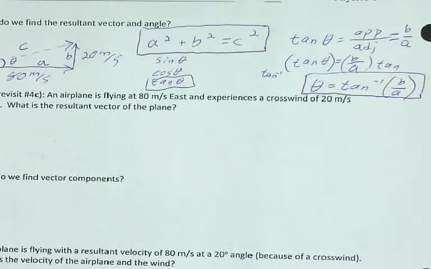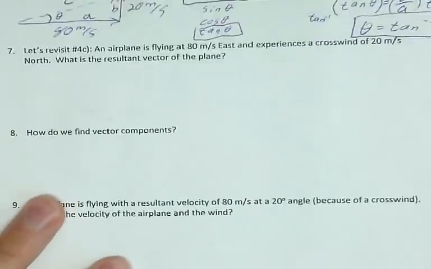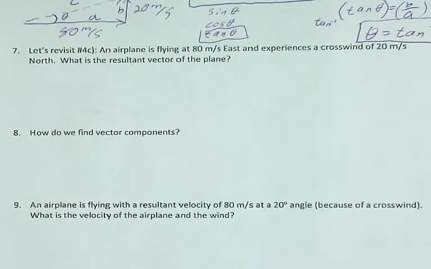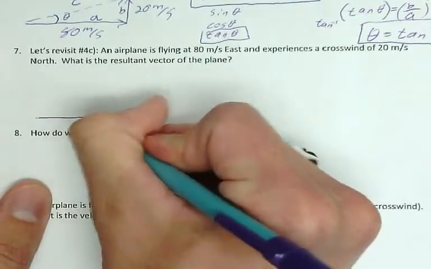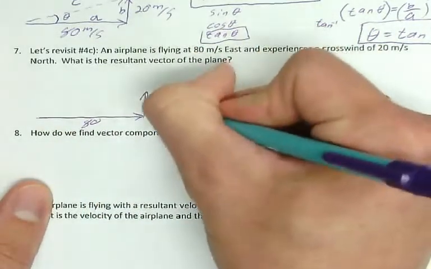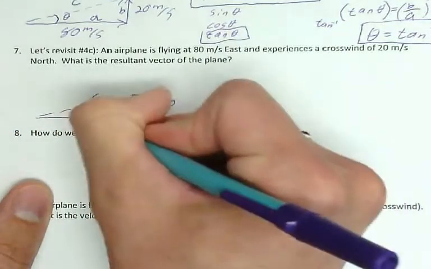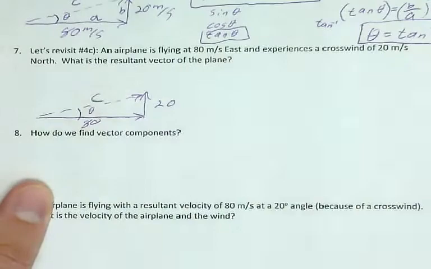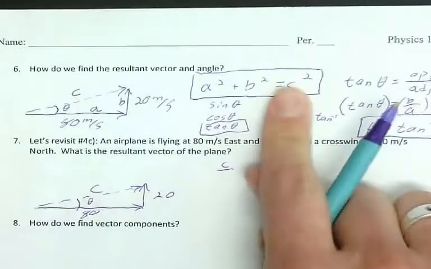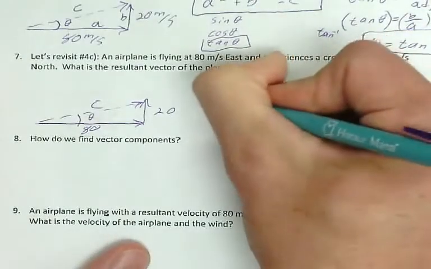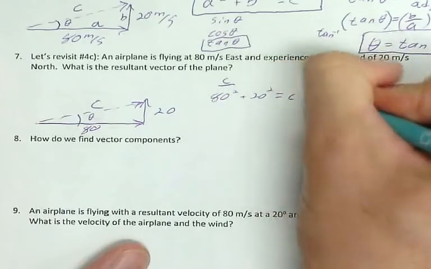Okay, so b over a. So let's go ahead and do that example problem again. But this time, let's use the equations that we have. So going forward at 80, going north at 20, find the resultant vector c, and find the angle theta. So to find c, we use the Pythagorean Theorem. So a squared plus b squared equals c squared.